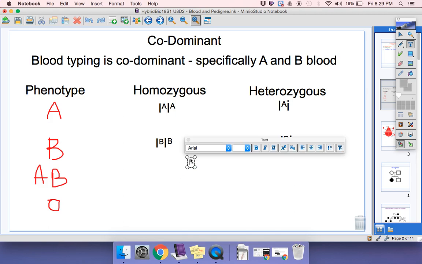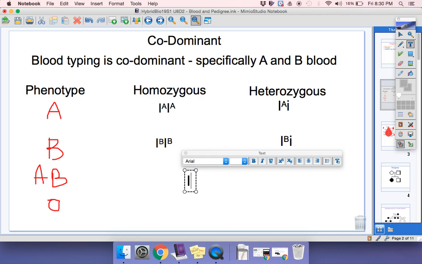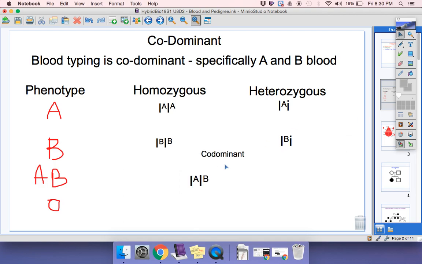Then we have our codominant that I was talking about. AB blood is codominant, so it's neither homozygous nor heterozygous. Both of them are dominant. So you end with one parent giving you A blood and the other parent giving you B blood, and what you end with is a codominant phenotype of A and B. You can see both of them.